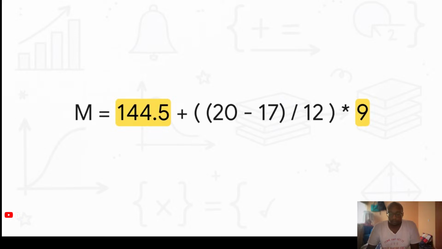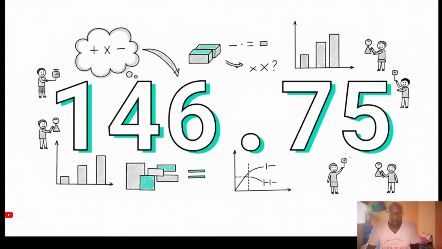We've got our median equals the starting point, 144.5, plus this whole chunk of calculation. That's 20 minus 17 divided by 12, and then that whole thing gets multiplied by 9. You can really see how each little piece of the recipe comes into play here. All right, let's do the math. Okay, so 20 minus 17, that's 3. Divide that by 12, you get 0.25. Multiply that by 9, and you've got 2.25. Now for the final step, we add that to our starting point of 144.5, and we get 146.75. And just like that, we've pulled a super precise median out of that messy grouped data.